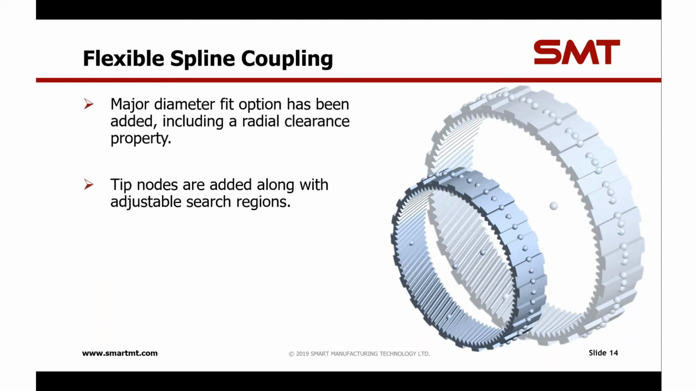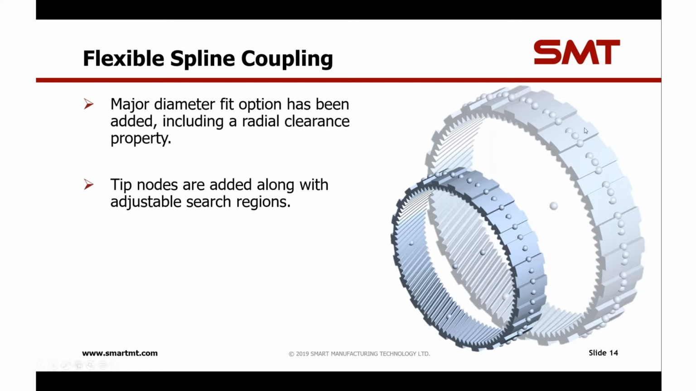Okay, so I want to talk briefly as well about the flexible spline couplings. So in MASTA 9, I believe, we introduced the ability to put in some flexible splines, which is represented by this image in the foreground here, which shows that we have two condensation nodes for each of the spline teeth, just controlling the side fit here. That's since been updated slightly to this image in the background here, so we've now got a major fit diameter option as well, which includes a radial clearance property.